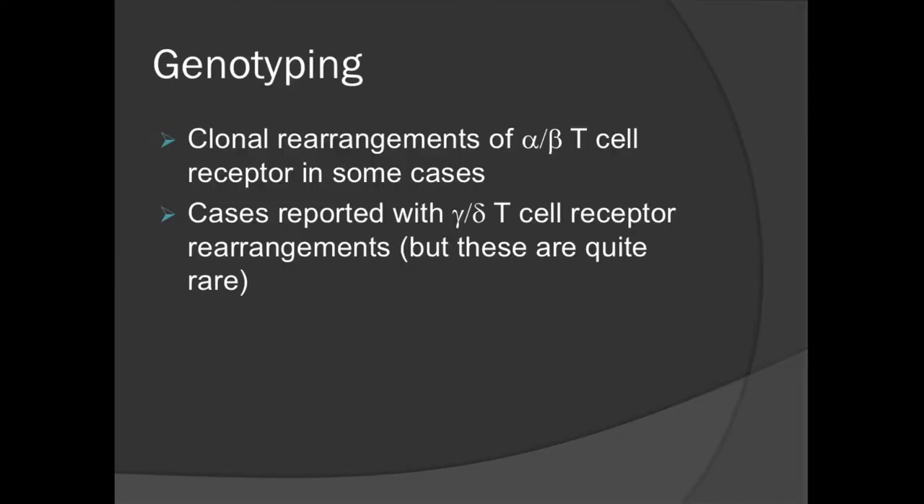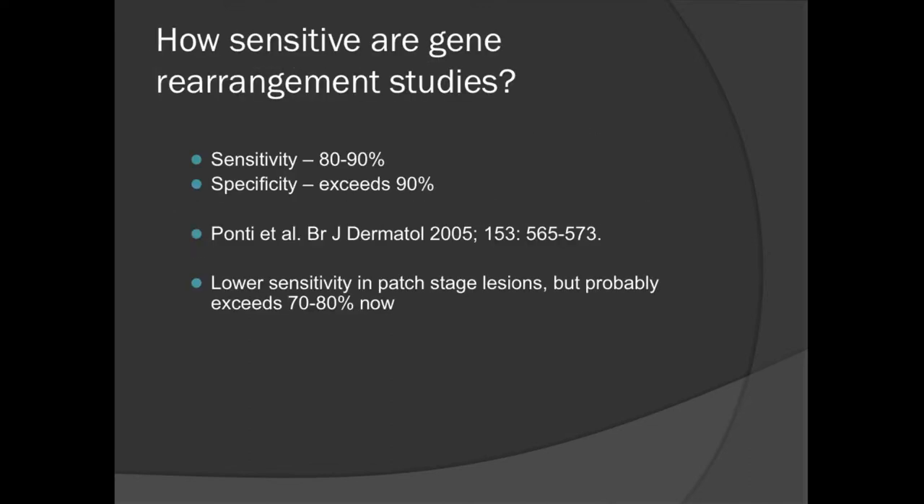It's been shown that there's a clonal rearrangement of the T cell receptor in some cases. Gamma delta much, much less commonly, and I'm not sure whether that's even going to be the same disease. How sensitive are they? Well, they're pretty sensitive. It says 8 to 90 here. I think most places are now getting probably 90% or more sensitivity. Specificity, pretty specific. Well, that's great, wonderful. Obviously, the bigger and the thicker and the more aggressive the tumor is, the more likely you're going to see clonal rearrangement. So when we're pushing the early side, again, sensitivity and specificity, not so great.